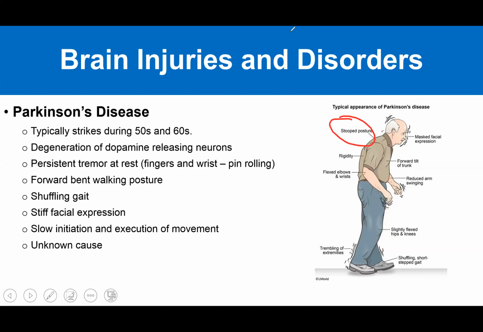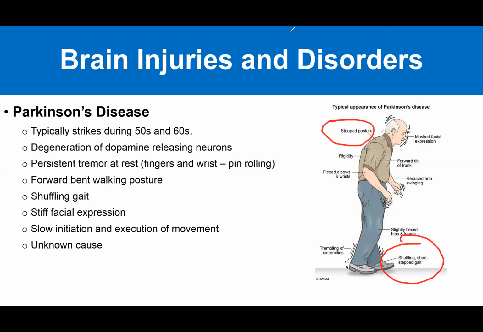So this stooped posture. In addition, you'll really be able to tell when someone has Parkinson's because they have this particular gait, or gait just refers to the way that they walk. It's like this shuffling, short-stepped gait, and you can tell by their posture and their gait a lot of times when someone has Parkinson's disease. Additionally, it takes them very extended periods of time to initiate and execute a movement. And in terms of Parkinson's, here's a big part of it: we don't know why it happens. It's very unfortunate, but I know there are a lot of clinical trials going on, and a lot of research about Parkinson's looking for a cure.